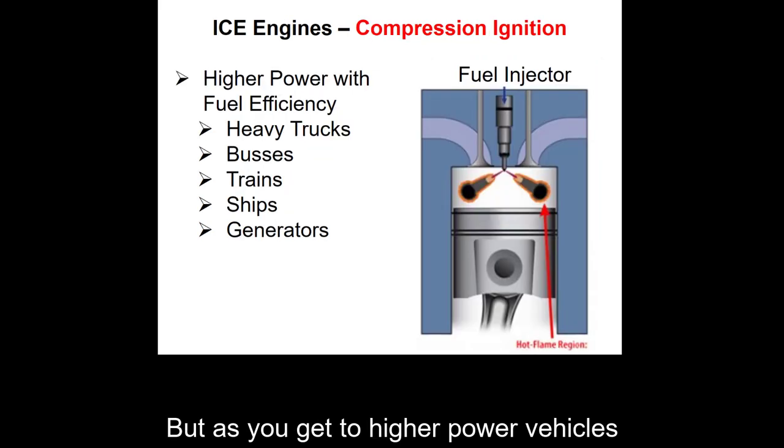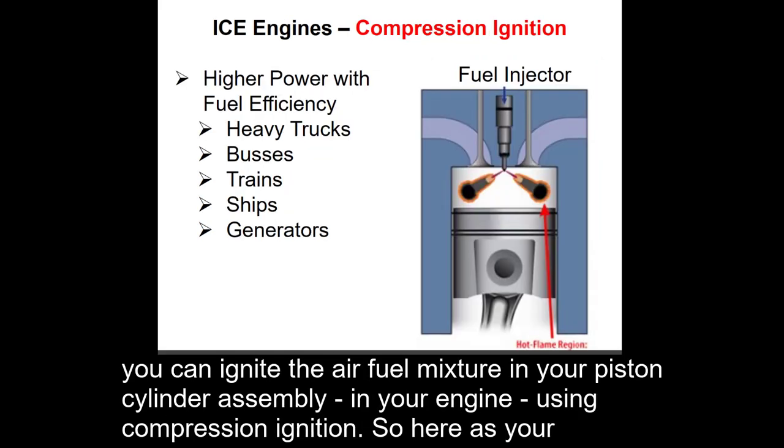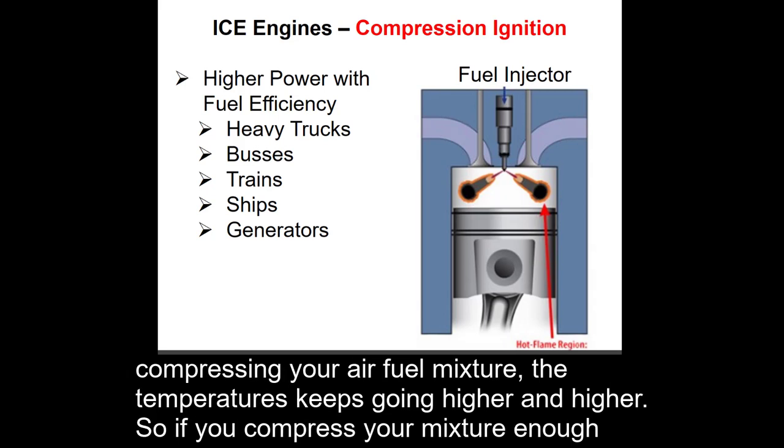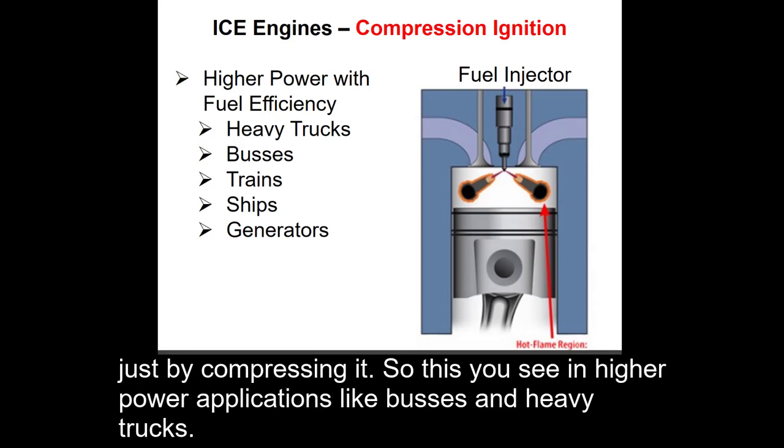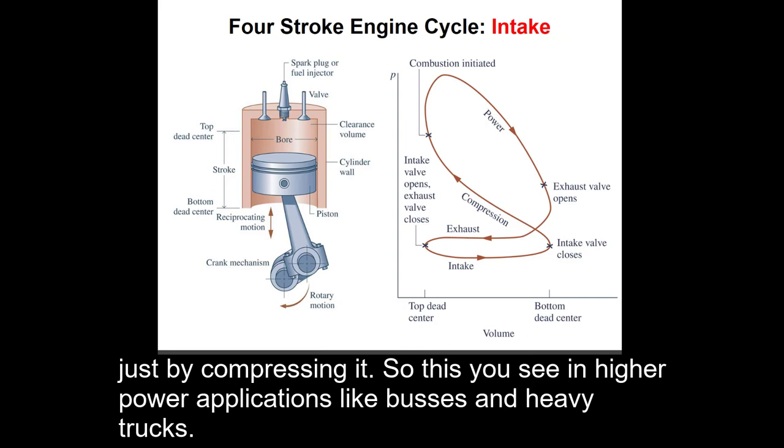But as you get to higher power vehicles, you can ignite the air-fuel mixture in your piston cylinder assembly, in your engine, using compression ignition. So here, as you're compressing your air-fuel mixture, the temperature keeps going higher and higher. So if you compress your mixture enough, you'll get above the ignition temperature and you'll ignite the fluid just by compressing it. So this you see in higher power applications like buses and heavy trucks.